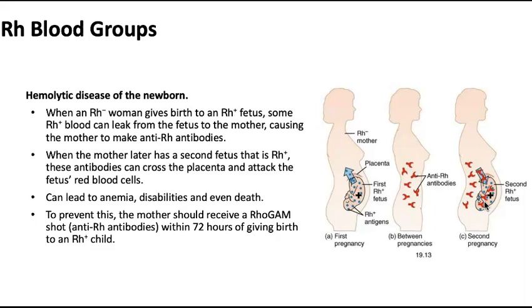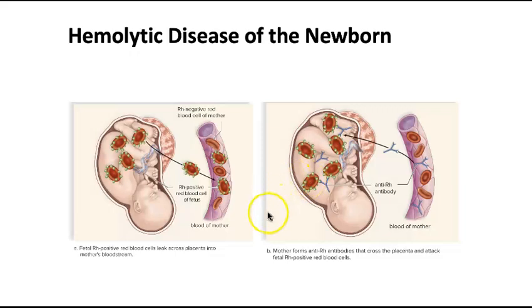So to prevent this, the mother should receive a RhoGAM shot, which is going to help neutralize those anti-Rh antibodies within 72 hours of giving birth to an Rh positive child, because through the birthing process there's a mixing of blood. So in that way we can stop these antibodies from developing, so that should the woman become pregnant again, we don't have any antibodies attacking another fetus. And here's just another illustration depicting that disease.